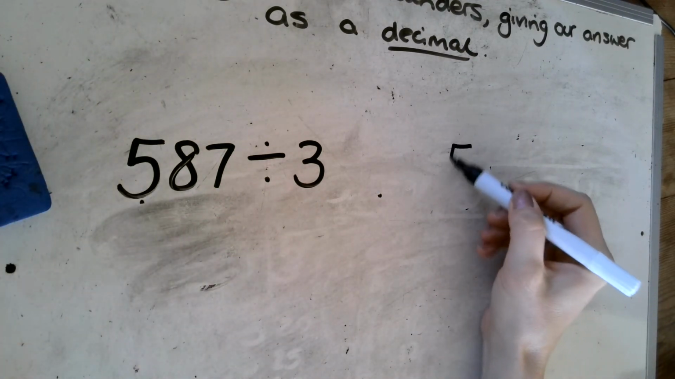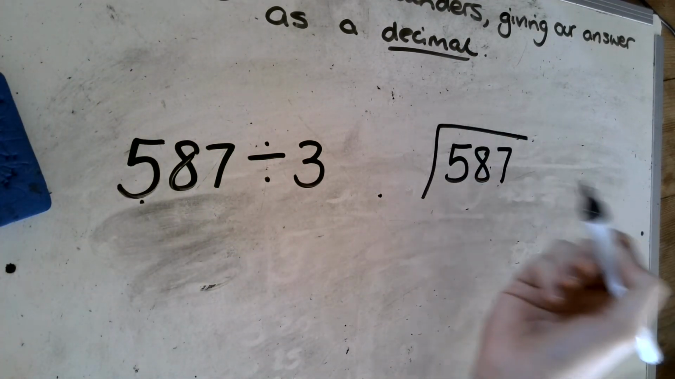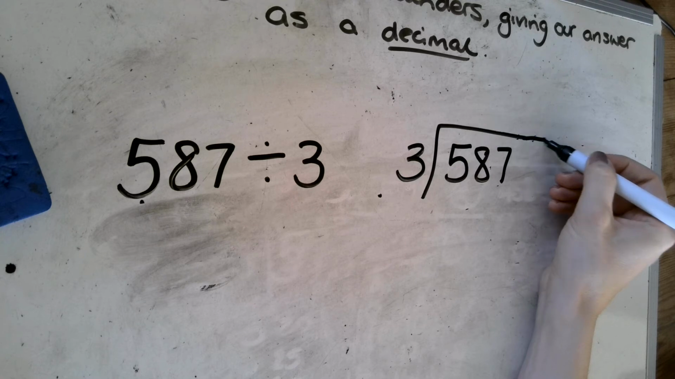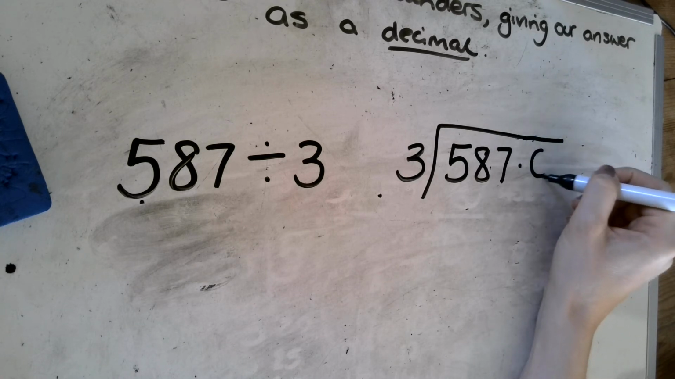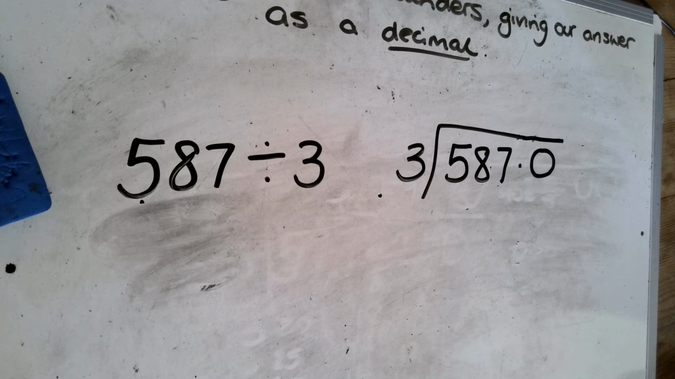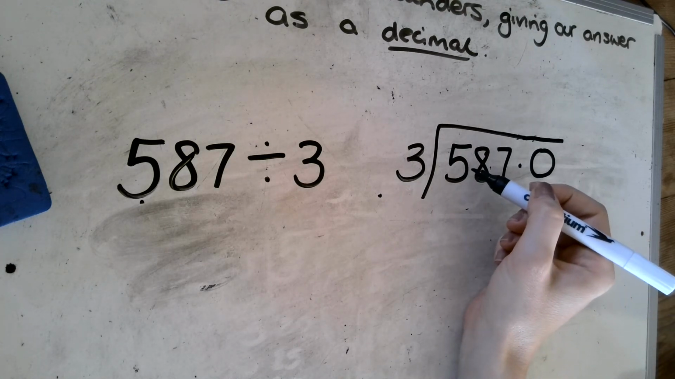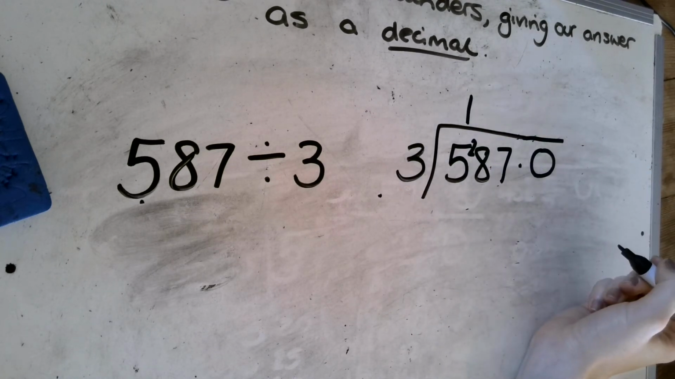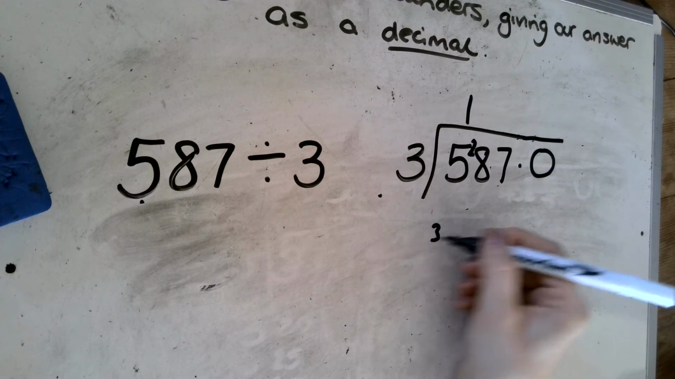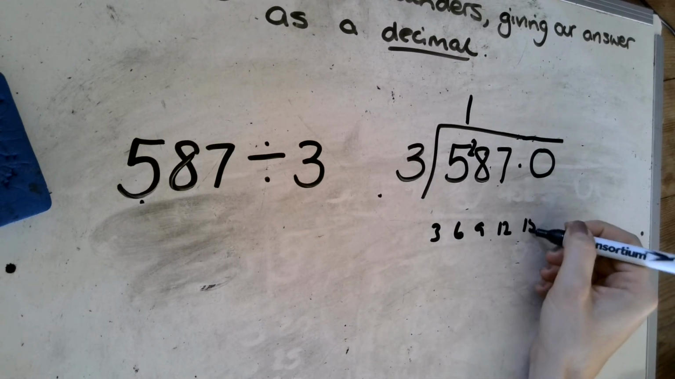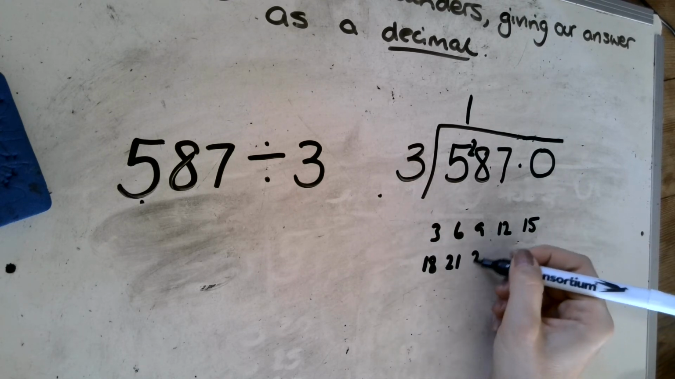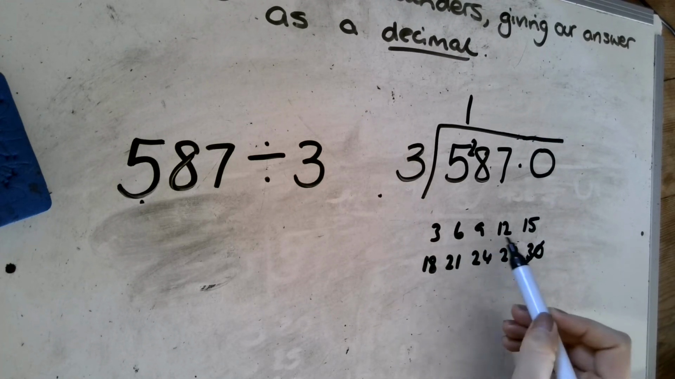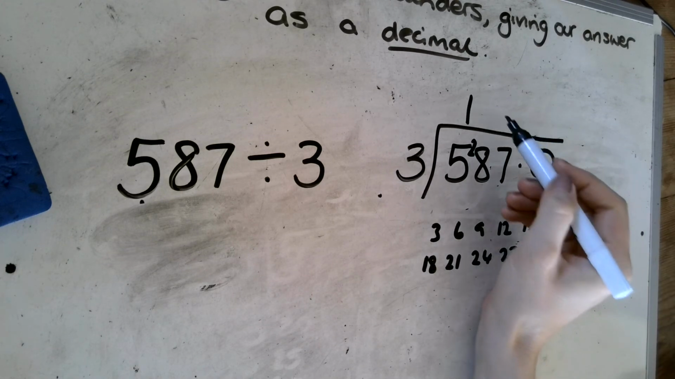Okay, so I'm going to draw my calculation using the bus stop method. Okay, I'm going to extend this a little bit further and I'm going to add in my decimal point and my 0 now. So I think I'm going to have a remainder. 500 divided by 3 is 1. Remainder 2. 28 divided by 3, 3, 6, 9, 12, 15, 18, 21, 24, 27, 30. Oh, I've gone too far.